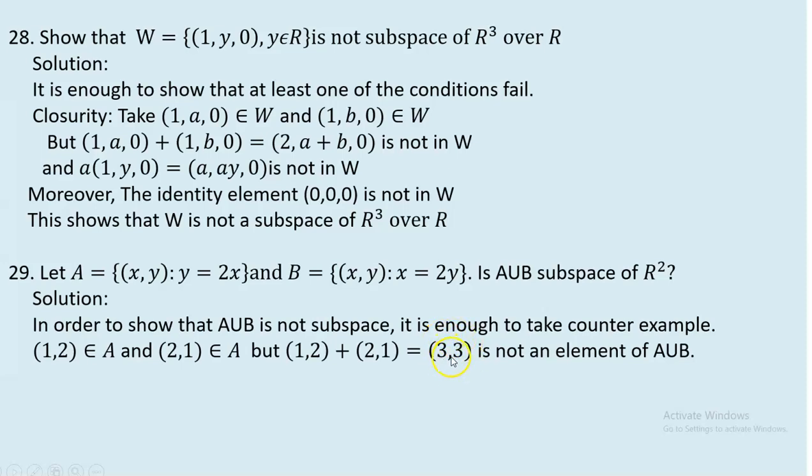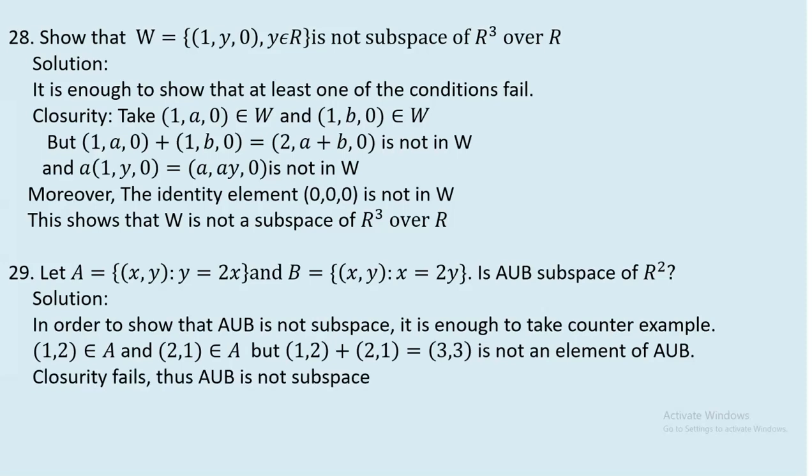And we know that (3, 3) is not an element of the union. Because for an element to be within the union, either the first component must be twice the second one, or the second must be twice the first. But this is not the case. (3, 3) is not behaving this way. Because of this, the union is not, students, a subspace.